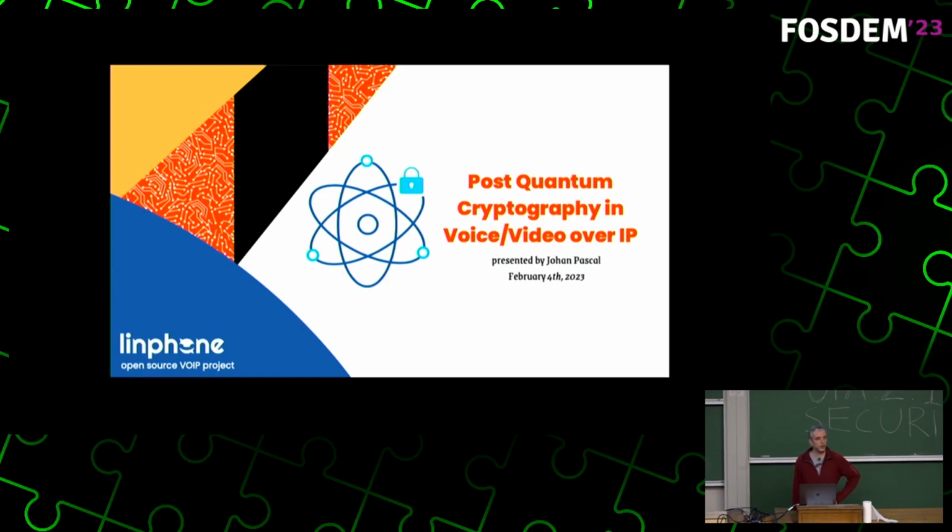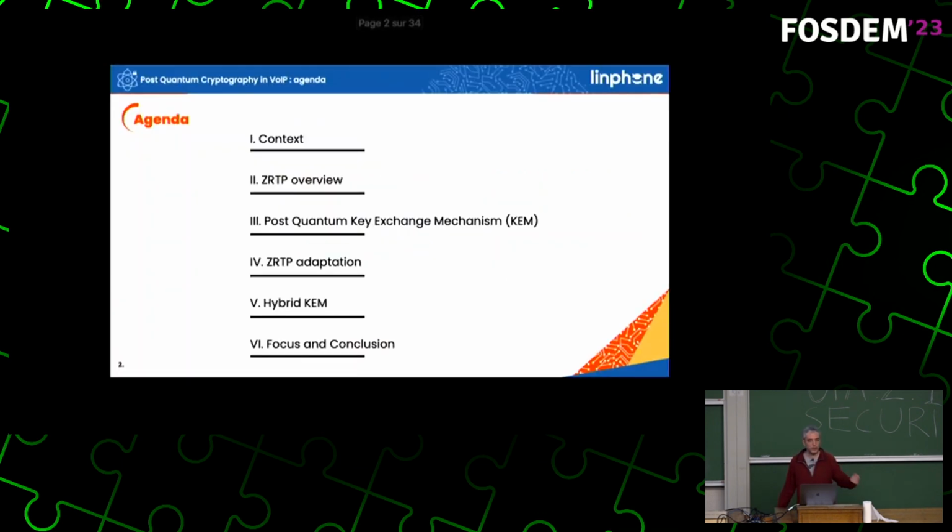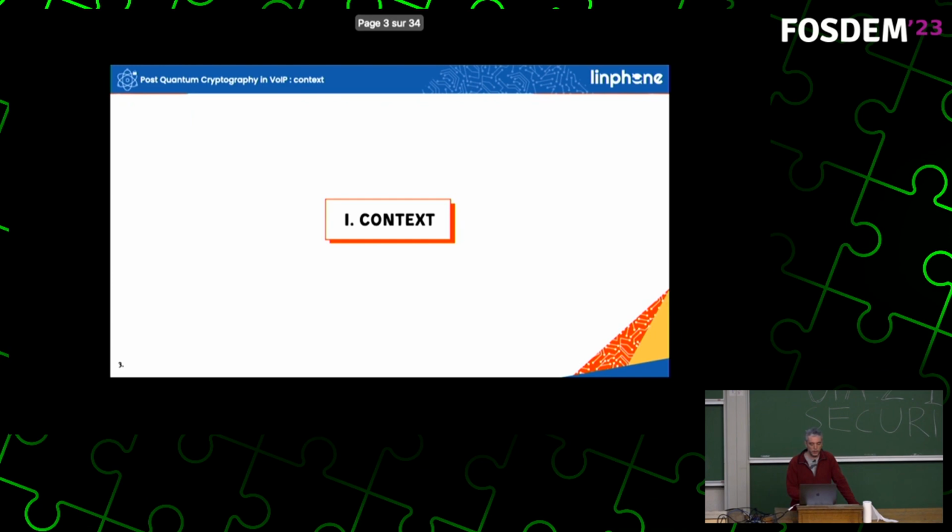I've been contributing on the Linphone project for the past 10 years, more or less, and I'm going to talk about the introduction of post-quantum cryptography in voice over IP soft phone. So quickly the agenda: first some context, then we'll dive into ZRTP protocol, and then how we had to modify it to use post-quantum cryptography. And then a few words about hybrid post-quantum and classic key exchange, and some conclusion.